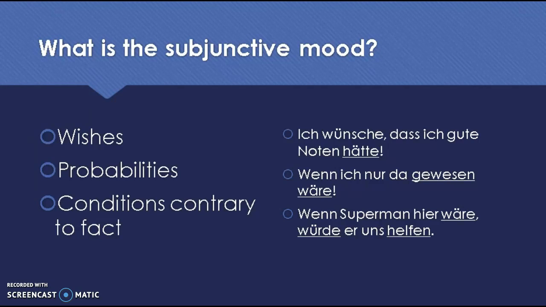Ich wünsche, dass ich gute Noten hätte. I wish that I had good grades, but I don't. Wenn ich nur da gewesen wäre, if only I had been there, but I wasn't. Wenn Superman hier wäre, würde er uns helfen. If Superman were here, he would help us, but he's not here, so he can't help us.